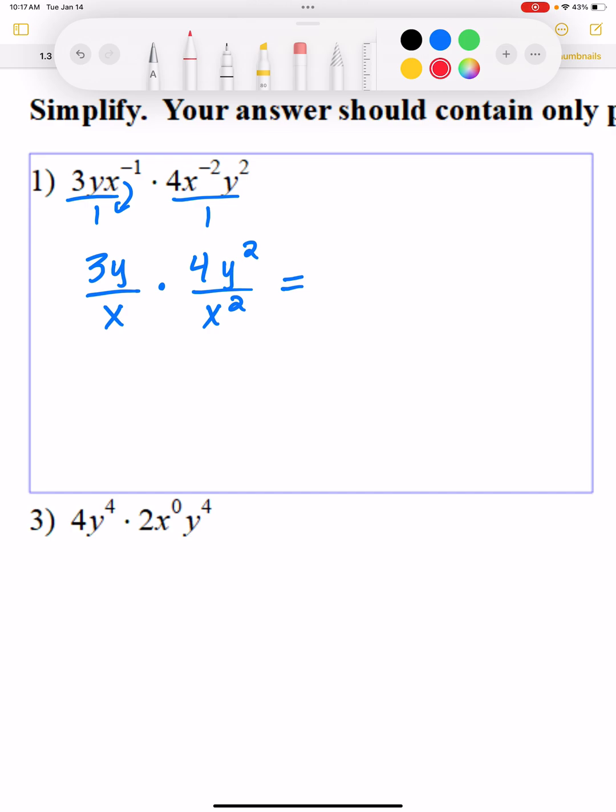3 times 4 is still 12. And when you multiply fractions, you multiply the numerators together and the denominators together, straight across. So I'm just saying 3 times 4, which is 12. And then y times y squared, which is y cubed, divided by x to the first times x squared, which is x cubed. And I'm finished. That's as simple as it can get.